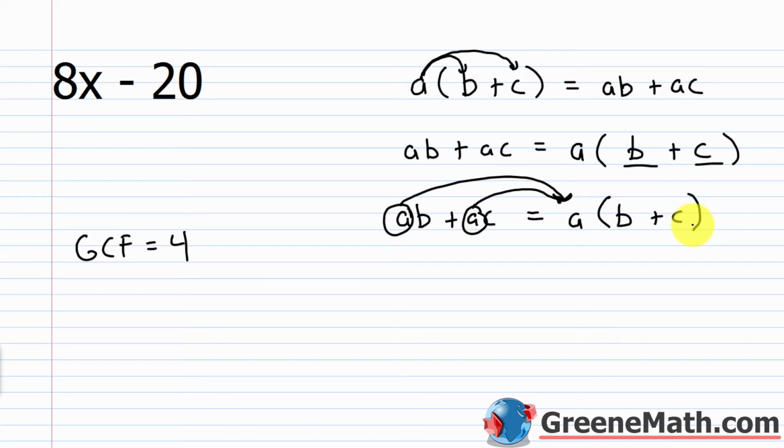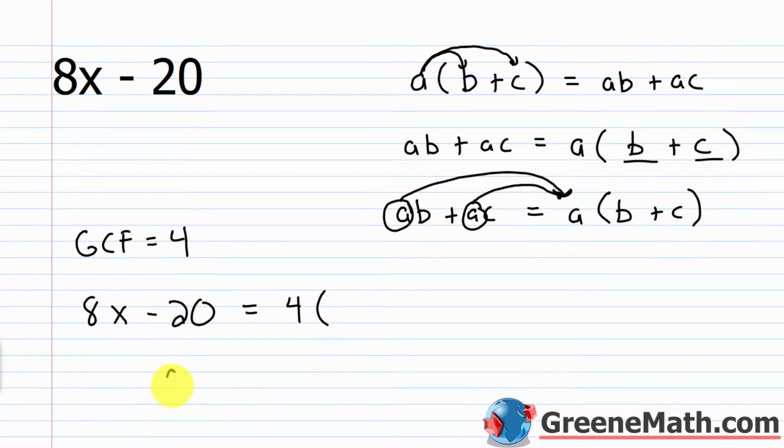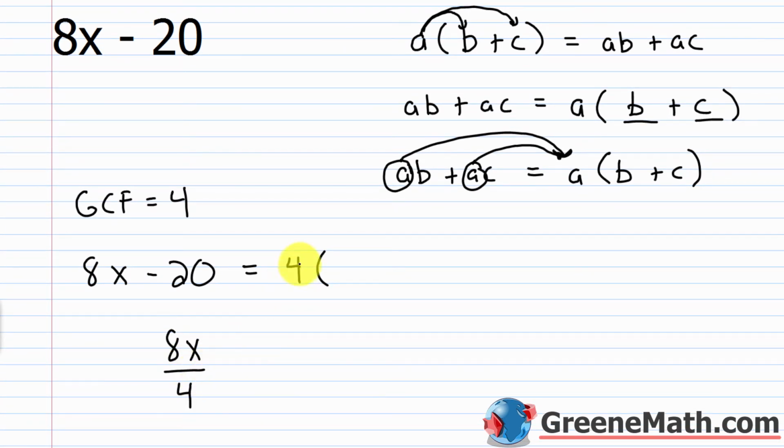So now, taking this example and applying it to this, what are we going to see? Well, if I have 8x minus 20, and I know my GCF is 4, so let's write 4 out there. Again, I can start out by just saying, okay, each term divided by the GCF. 8x over 4 is 2x. And then minus, we'd have 20 over 4. That's going to be 5. So I've just factored my first polynomial. I took 8x minus 20, and I said this is equal to 4 times the quantity 2x minus 5.